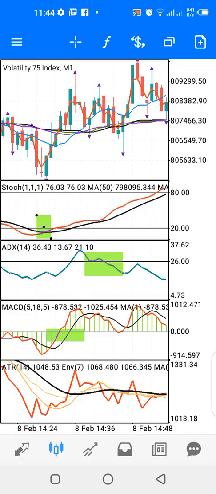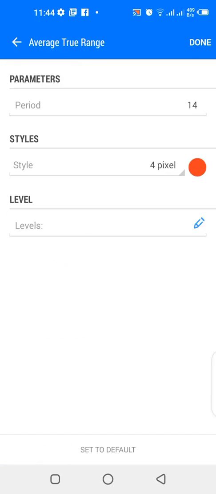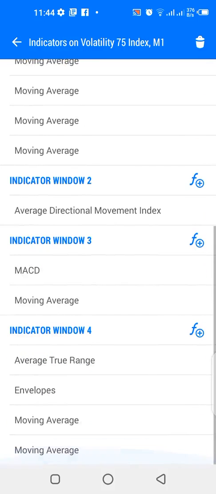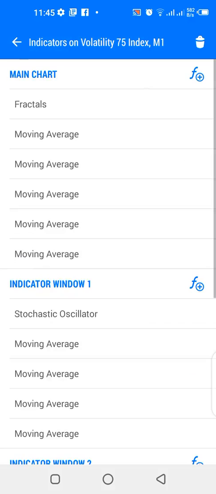Now let's go to indicator window 4. Let's look at the settings. Average true range, the period is 14. The style color is red. And we have envelopes, period is 7. Shift is 0. Deviation is 0.100. Method is simple. Apply to previous indicator's data. The upper band and the lower band color is orange.